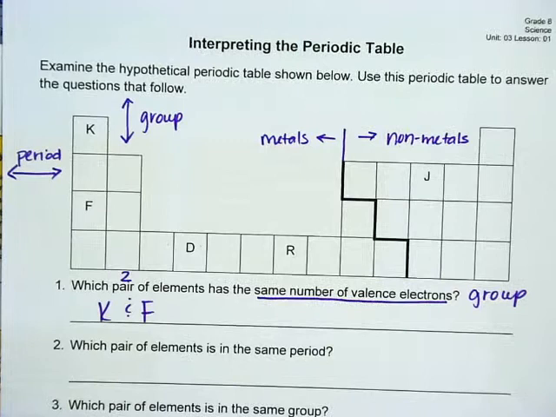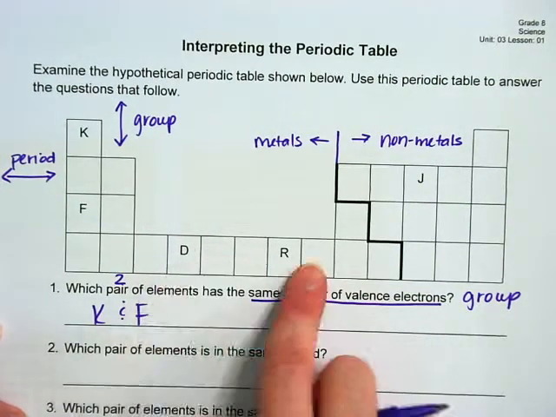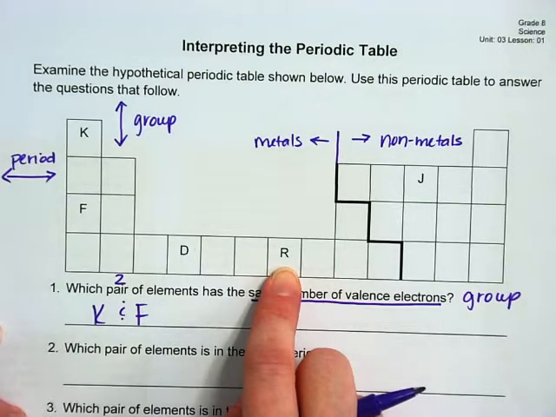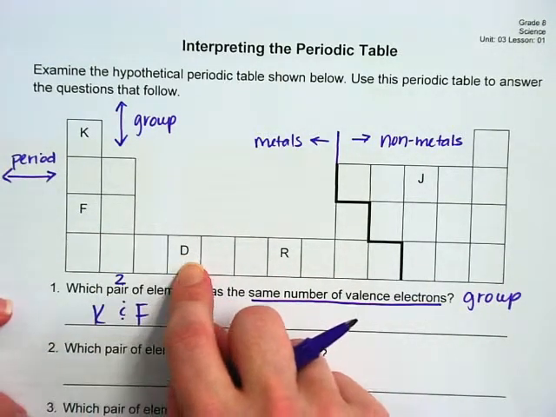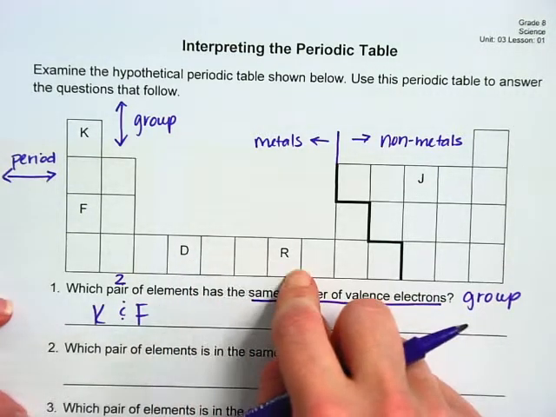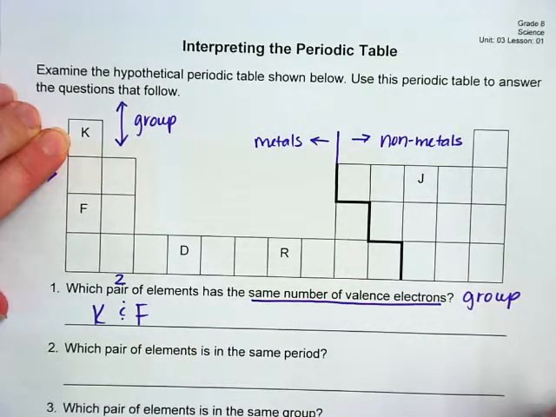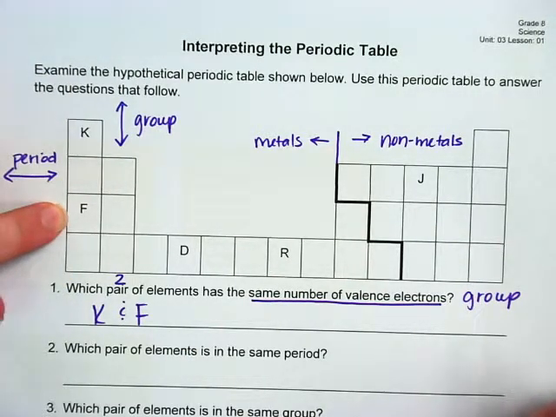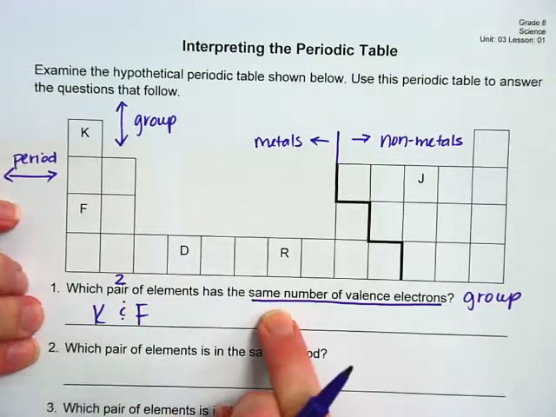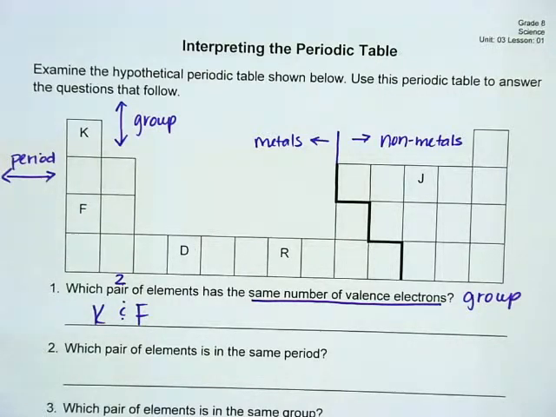It asks, which pair of elements has the same number of valence electrons? So do D and R have the same number of valence electrons? No, D would have like 1, 2, 3, 4, and R would have 7, right? How many valence electrons does K have? It's in group 1, so it has 1. How many does F have? 1. So which pair of elements have the same number? K and F.